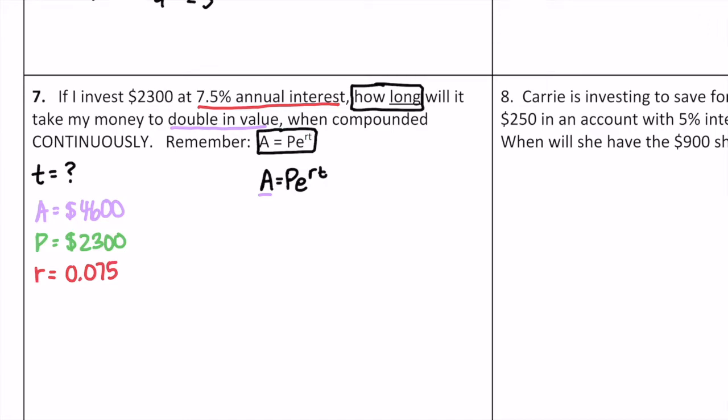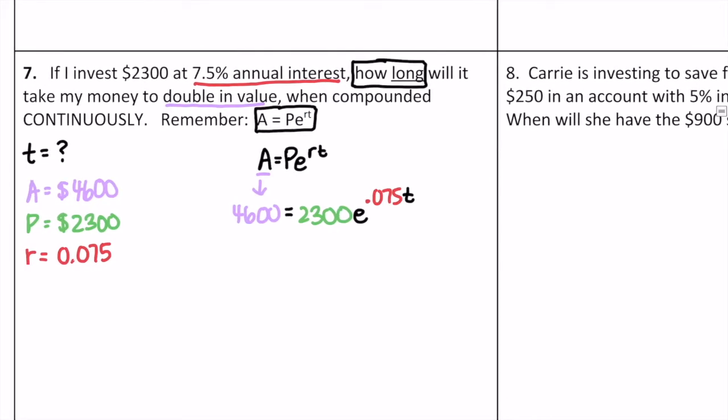That's all I need for this, so I'm just plugging in these values. I have 4,600 is equal to the principal, which is 2,300, times e to the 0.075t power. The first thing I need is a base raised to an exponent on one side by itself for me to be able to solve this problem. Right now I have an extra 2,300 on the right-hand side that's being multiplied. I just want this base raised to this exponent by itself.